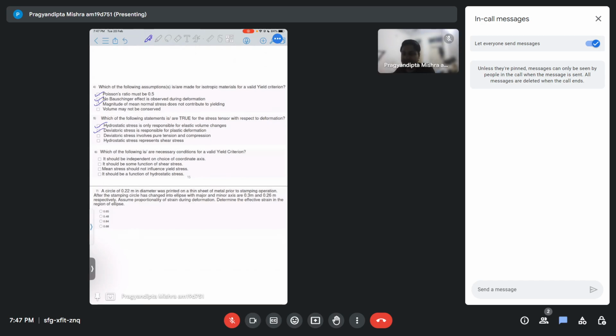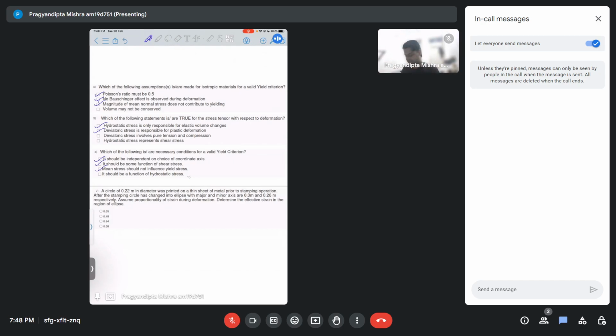Next question, which of the following are necessary conditions for a valid yield criteria? First, it should be independent of the choice of coordinate axis. That is correct. It should be some function of shear stress. Again correct. Yielding is only dependent on shear, not on the tensile and compressive part. Then mean stress should not influence yield stress. Again correct. And then it should be a function of hydrostatic stress. No, that is wrong. That is exactly opposite of the previous option.